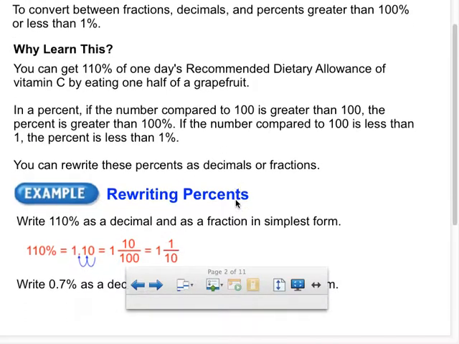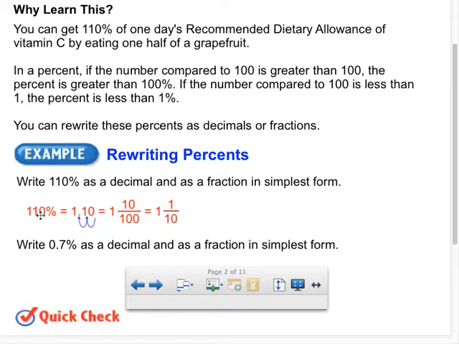Here we go. That's a little bit better. Okay, so 110%. If the decimal was right here, I would move it 2 places away from the percent, and now it's a decimal. Now, the whole part, that's my 1. The decimal part is the fraction of a whole.